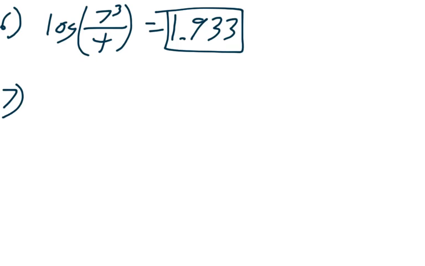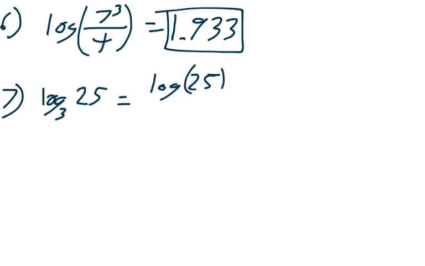For problem number 7, it says to use the change of base formula. So that means we once again can do the log of 25 divided by the log of 3. And we get the answer of 2.92, actually 2.93 when I round it properly.